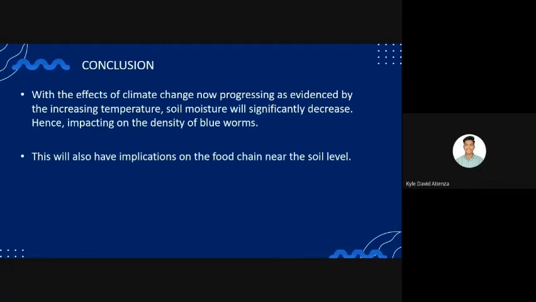With the effects of climate change now progressing, as evidenced by the increasing temperature, soil moisture will significantly decrease, hence impacting the density of blue worms. Blue worms are food to some birds, amphibians, and reptiles. If the blue worms' densities are low or if they have receded to lower depths, the organisms that depend on them for food will have less food to eat during the summer months, and so will the fertility of the soil and agriculture as well.